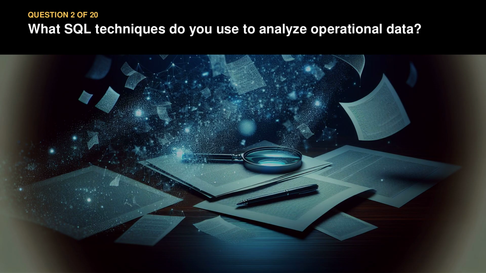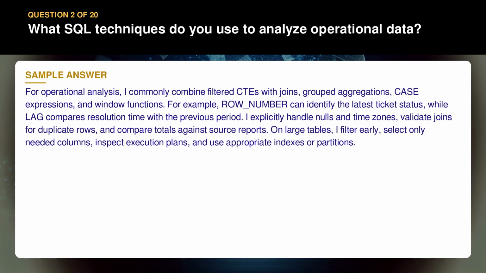Question 2. What SQL techniques do you use to analyze operational data? For operational analysis, I commonly combine filtered CTEs with joins, grouped aggregations, case expressions, and window functions. For example, row number can identify the latest ticket status, while lag compares resolution time with the previous period. I explicitly handle nulls and time zones, validate joins for duplicate rows, and compare totals against source reports.